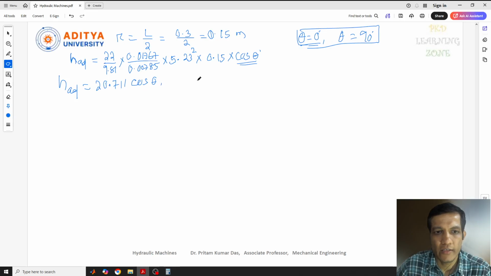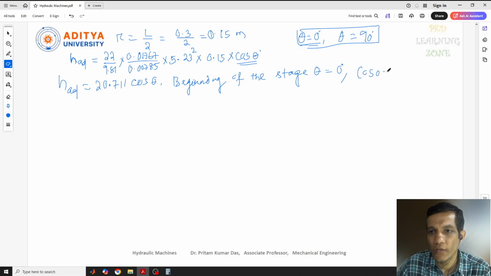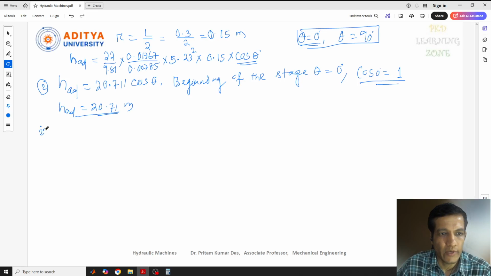Now it is very simple for us. So I'll take the beginning of the stroke first. At the beginning of the stroke, theta equal to 0 degree. So cos theta equals cos 0 degree equals 1. So for the first point at the beginning, we can write HAD equal to 20.711 meter.